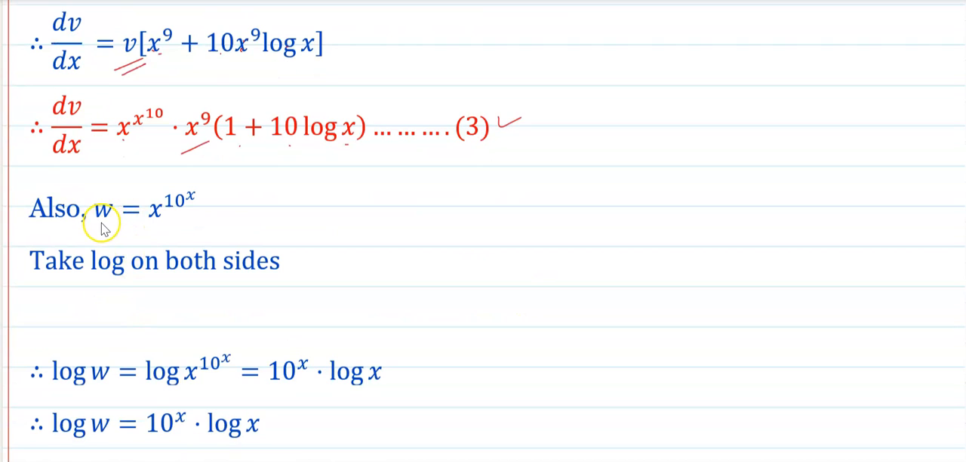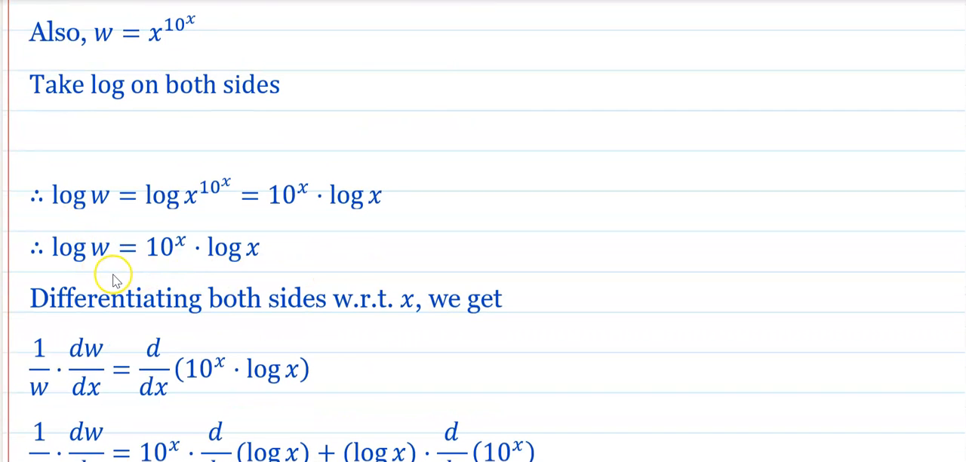Now next, w is equals to x raised to 10 raised to x. Take log on both sides. Log of w is equals to log of x raised to 10 raised to x. Again, 10 raised to x is the second power here, so it came in front. Therefore you will get 10 raised to x into log x. Means what? Log of w is equals to 10 raised to x into log x. Now differentiate, and here apply the product rule. Differentiating both sides with respect to x, you will get the derivative of log of w, 1 upon w into dw by dx, is equals to ddx of 10 raised to x into log x.